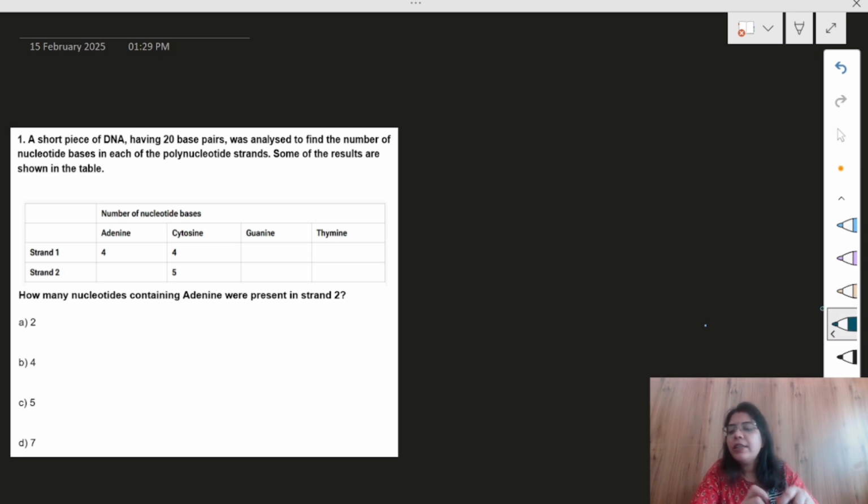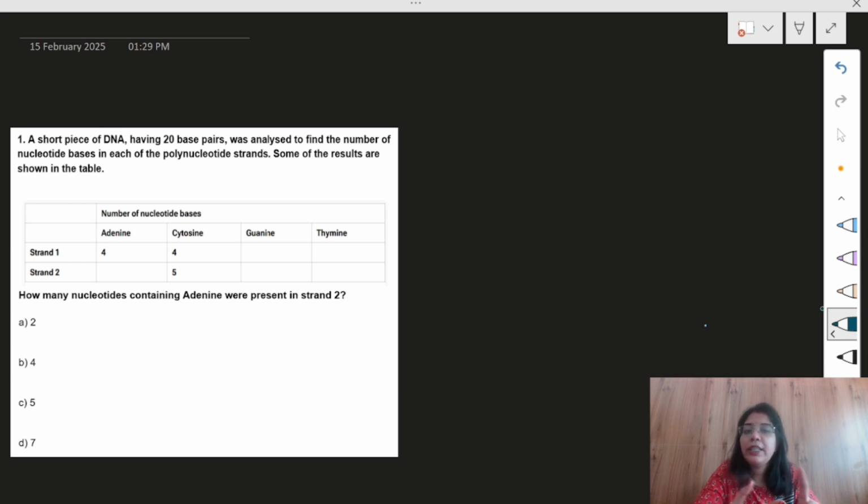First question: there's a short piece of DNA which has 20 base pairs. In board exams, in case study questions, they can give any such kind of questions. So 20 base pairs are there in a short piece of DNA, and we have analyzed the sum of the number of nucleotide bases in both the strands and obtained the result.